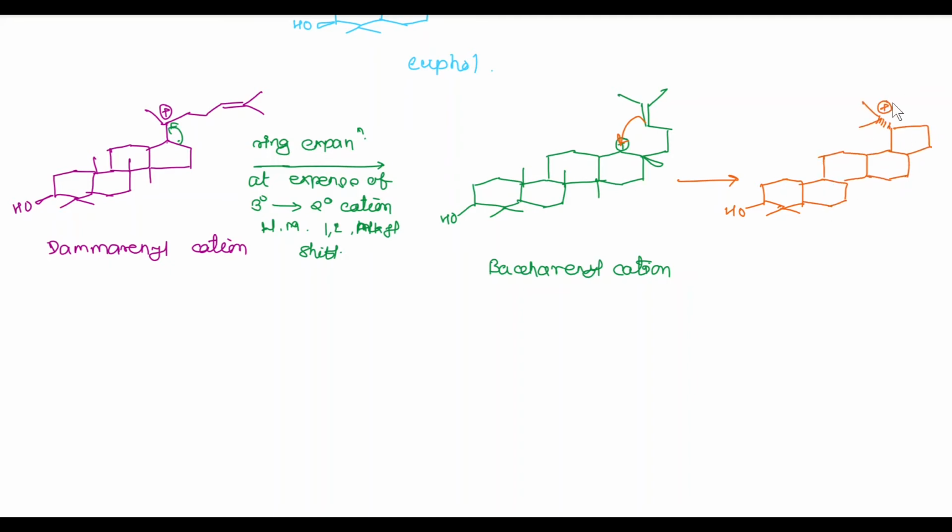Here a positive charge, and this cation is known as lupanyl cation. In the next step, if minus H plus takes place, then we get lupeol as a product.